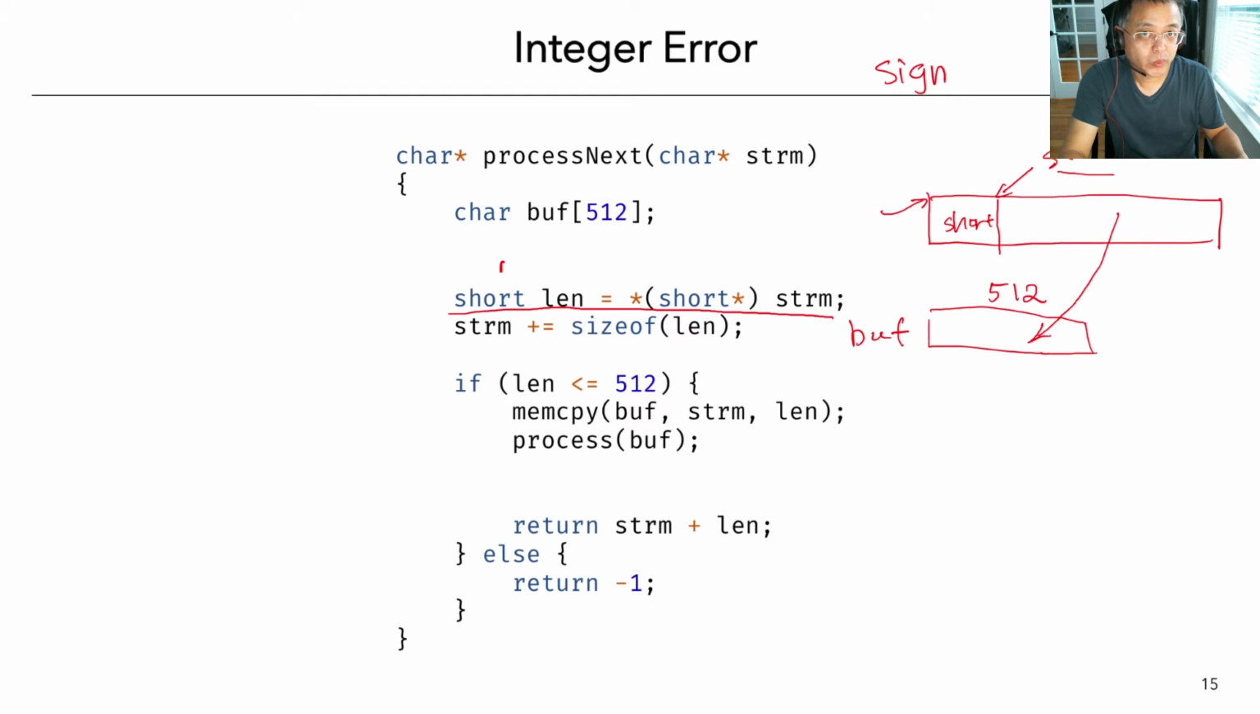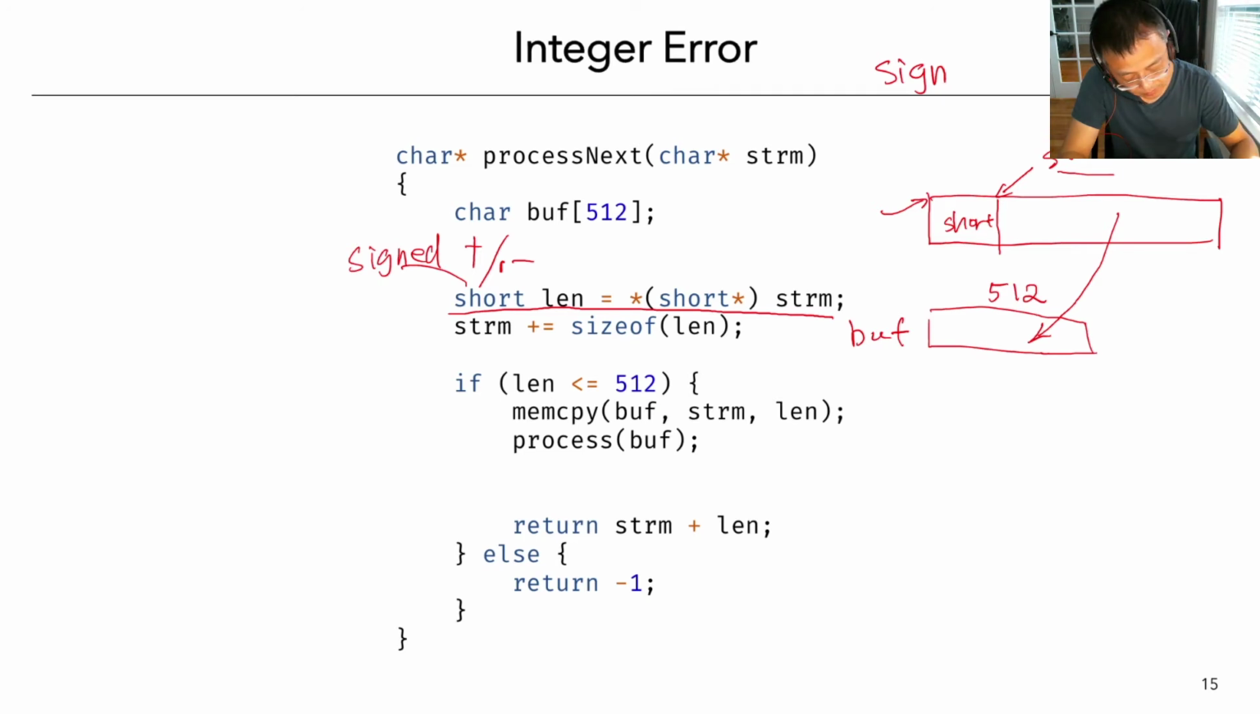Okay, so what's the problem here? The problem is that when we have a short, this is signed. Signed means that it can be positive or negative. So if length is negative, if length is less than 0, of course it's also less than 512.